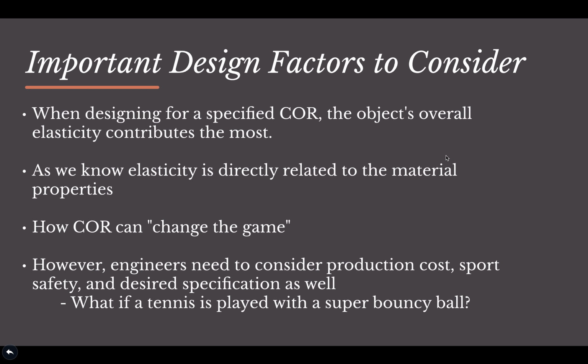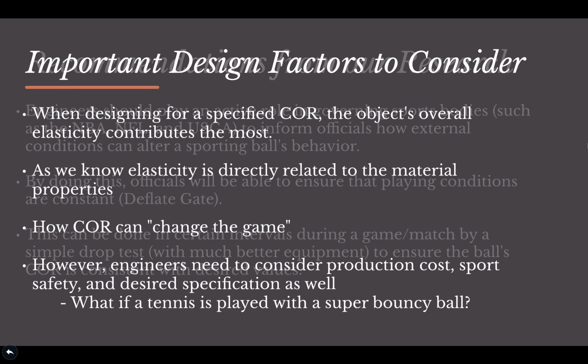So, important design factors to consider. When designing for a specified coefficient of restitution, the object's overall elasticity contributes the most. If you're looking for a high coefficient of restitution, you want high elasticity in your material properties. So how can it change the game, per se? Well, if you're playing basketball, you don't want to use a bouncy ball because the ball will have a rebound effect too high for what you're looking for. So it's important to consider how you want the ball to behave when designing.